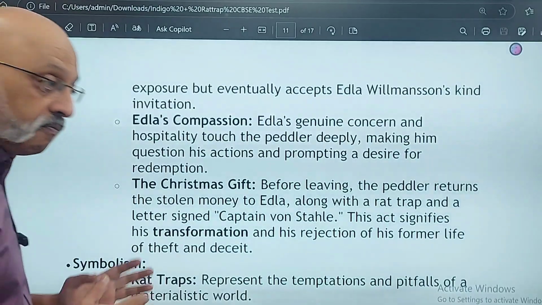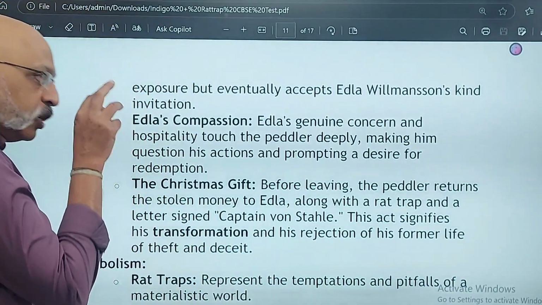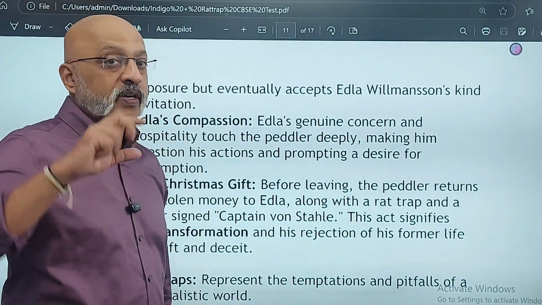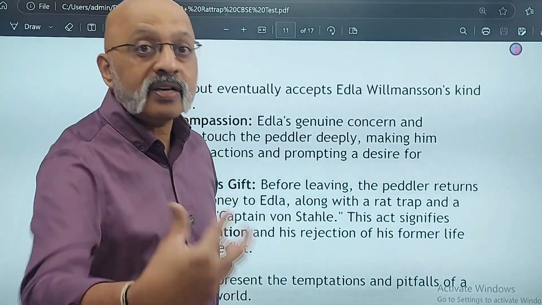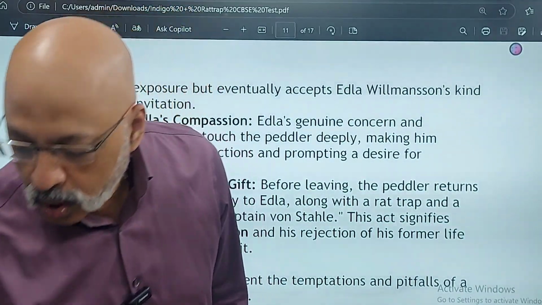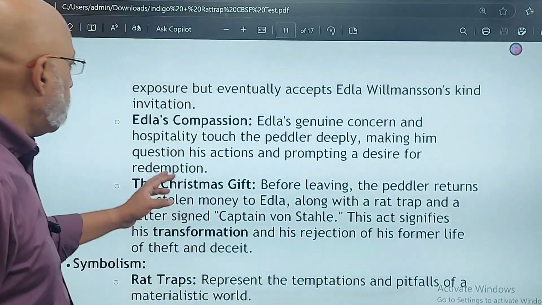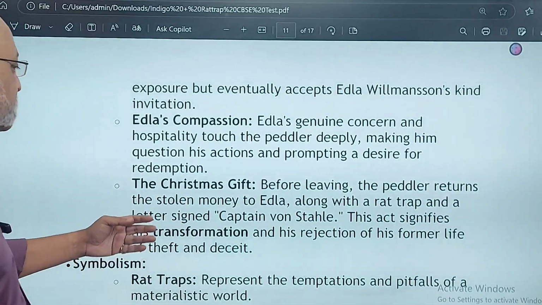Edla's compassion, an extremely important event in the story. She is genuinely concerned about his welfare, and more so because it's Christmas. So there is a religious angle: around Christmas we should be generous and charitable and try to do good for someone or the other. So, prompting a desire for redemption, he gets transformed as a result.